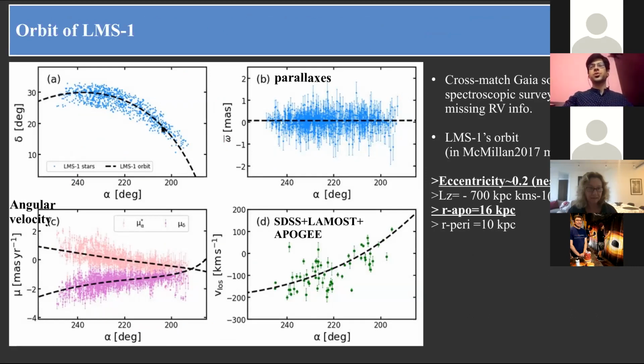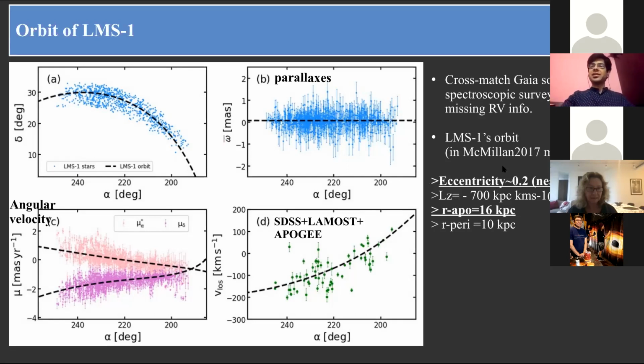So this orbit is shown here. Some of the orbital properties of this orbit are its eccentricity, 0.2, which means the orbit is nearly circular. It's a prograde orbit because the z component of angular momentum is quite negative, minus 700 kiloparsec kilometer per second. So LMS1 has a prograde motion. Its pericenter is 10 kiloparsec and its apocenter is only 16 kiloparsec.